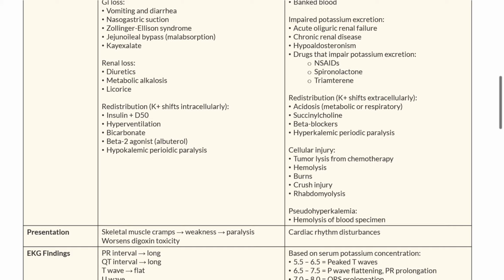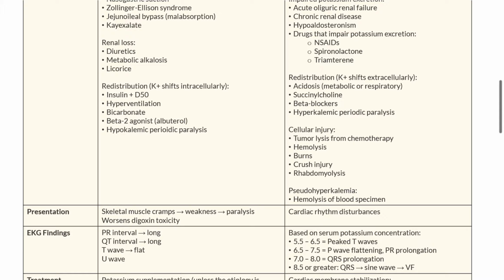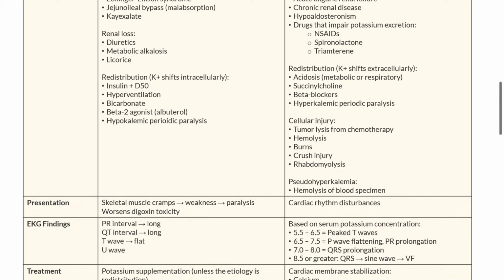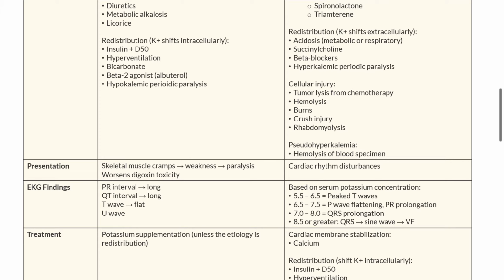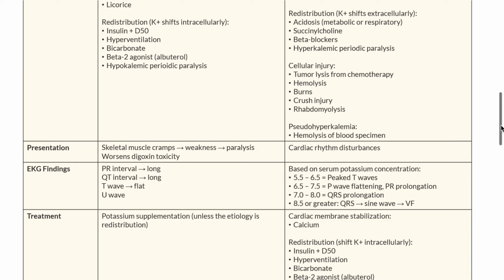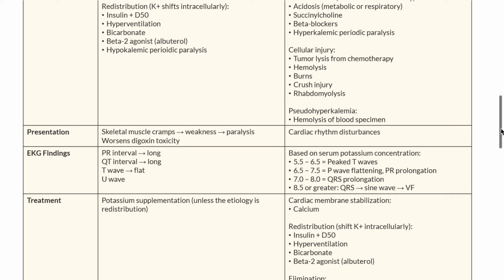Redistribution can also cause hyperkalemia, and this is when potassium shifts into the extracellular space. So this happens with either metabolic or respiratory acidosis, succinylcholine, beta blockers, and hyperkalemic periodic paralysis. Cellular injury can also cause hyperkalemia from tumor lysis. This happens during chemotherapy. Hemolysis, burns, crush injury, and rhabdomyolysis. It can also be caused by pseudohyperkalemia, which is hemolysis of a blood specimen.